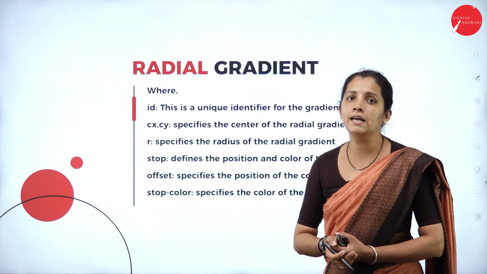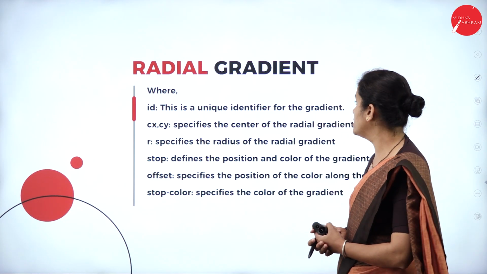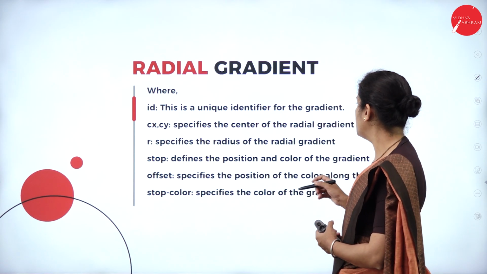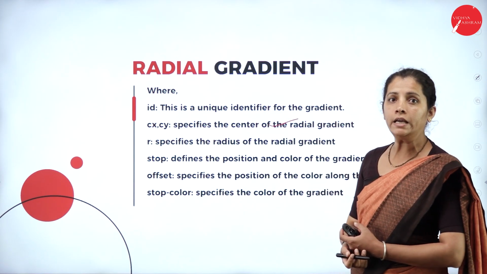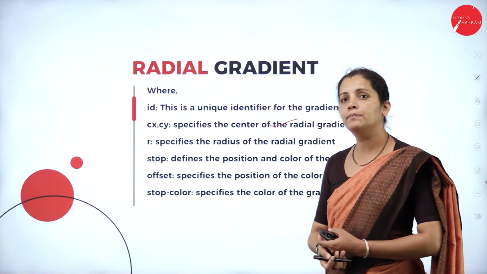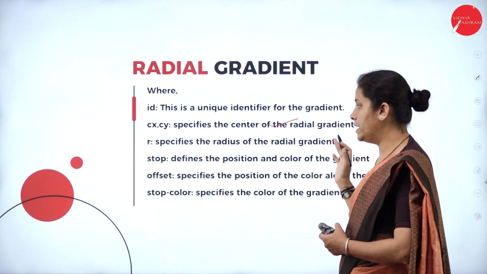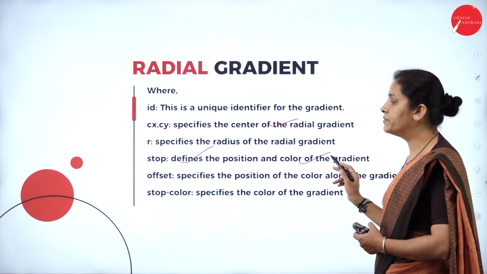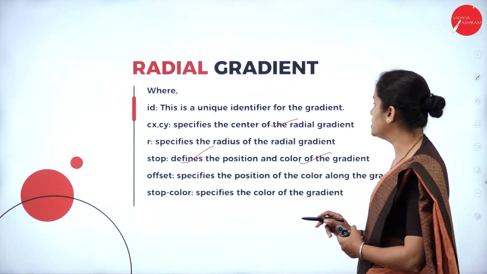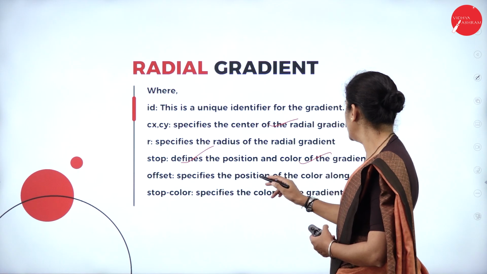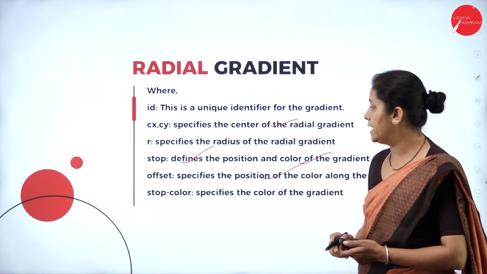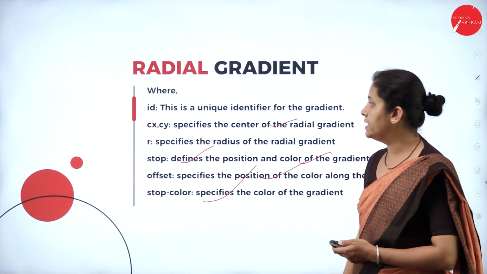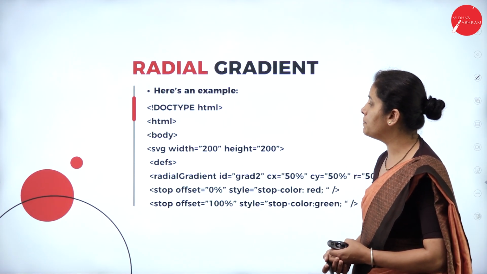Here, ID is nothing but the unique identification for the gradient. CX and CY are the center of the gradient. R is the radius of the gradient. Stop defines the position and color of the gradient, whereas offset defines the position of the color along the gradient. Stop color specifies the color of the gradient. Now I have a simple example here.